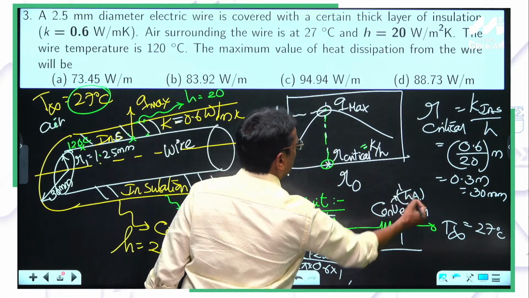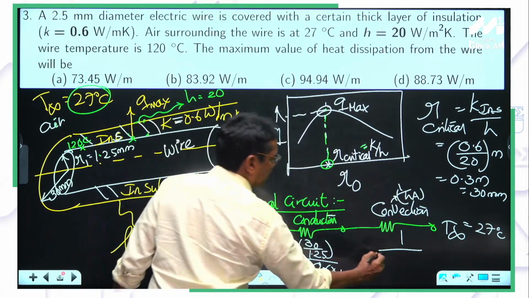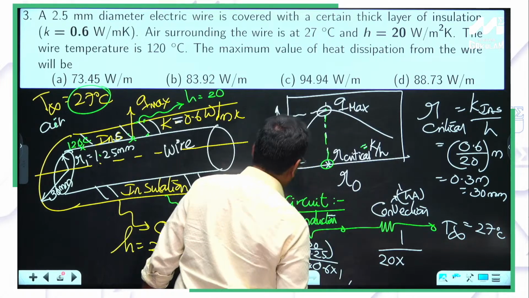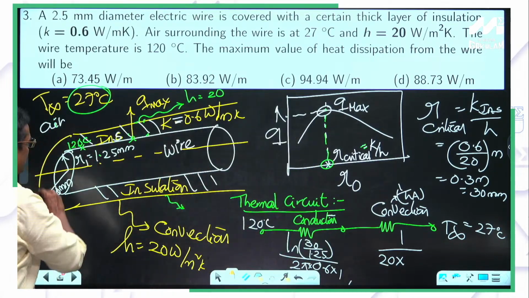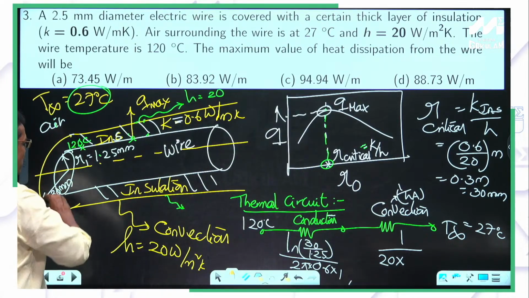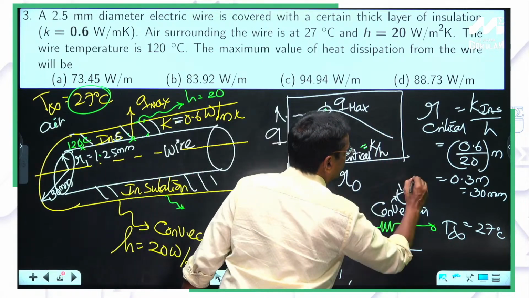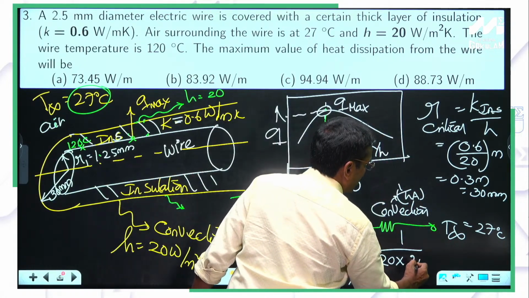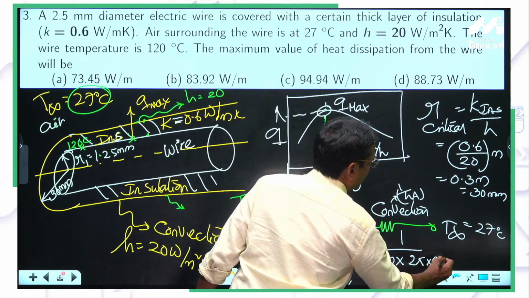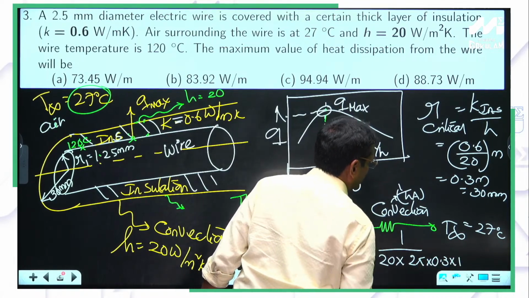What is the H value given? H value is 20. What is the area of convection? Area of convection will be 2 pi R2 L, that is at the surface of the insulation. What is R2? R2 is 0.3 meters. This is a critical radius. So 2 pi R2 will be 0.3. Length is not mentioned, you can take it as 1.